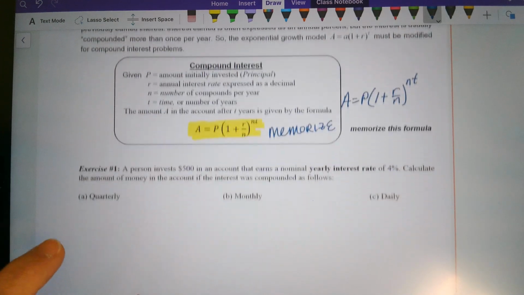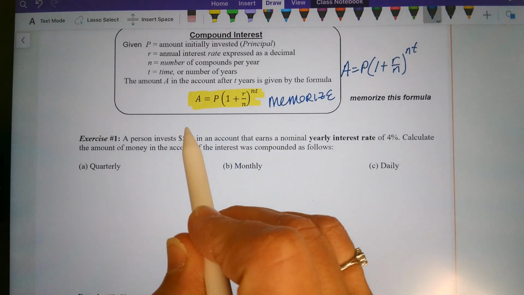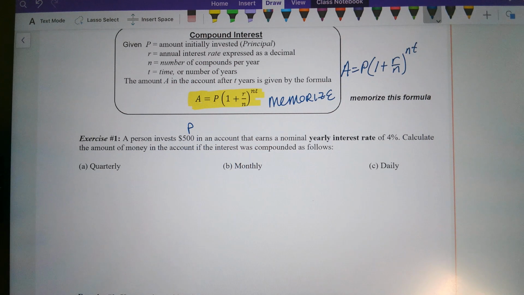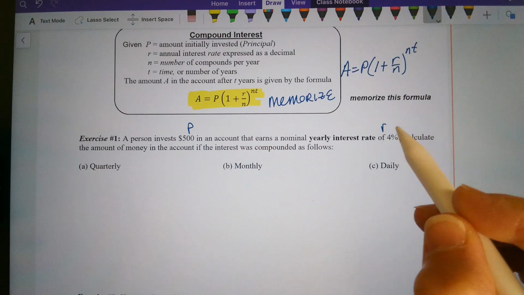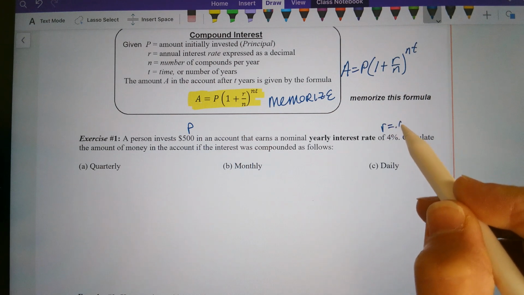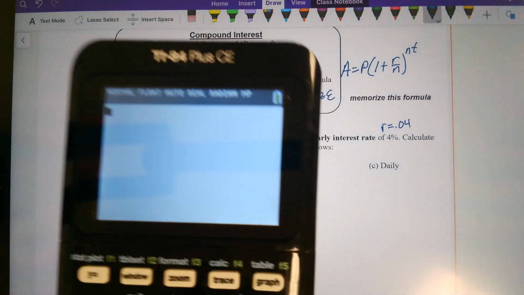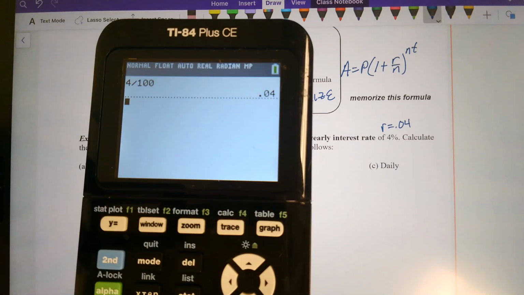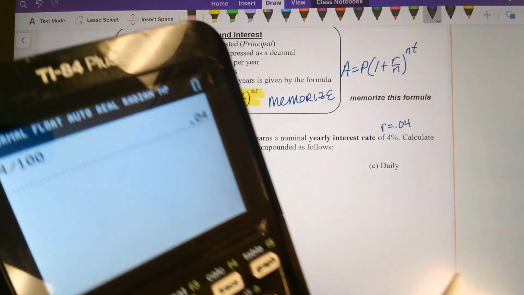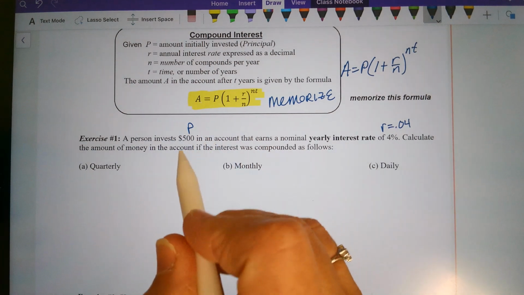Our first exercise, a person invests $500 in an account, so this is the initial investment, that's P, that earns a nominal yearly interest rate of 4%. This is our R. 4% as a decimal is 0.04. Remember, percent means hundreds, so you can always grab the calculator and take 4 divided by 100, and that will give us the decimal value. Calculate the amount of money in the account.